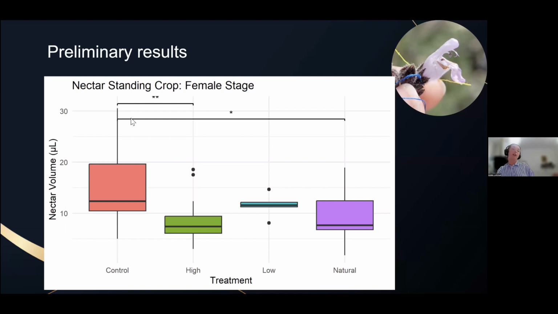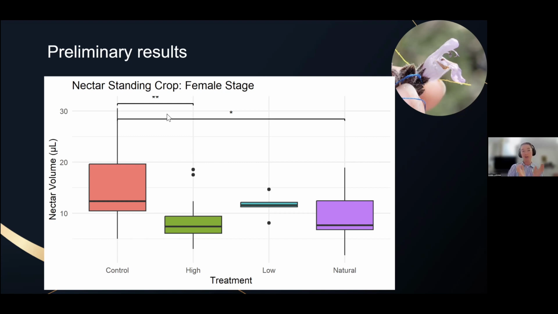When we look at the nectar volume of the Greek sage, we decided to focus on the female stage of the flower because this is the most important part for pollination when the stigma is receptive. And we can see that there was a significant difference between the high treatment and the natural treatment when we compared nectar volume. Now we compared nectar standing crops.